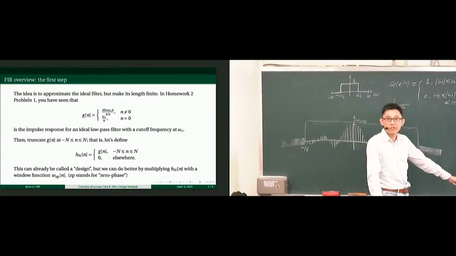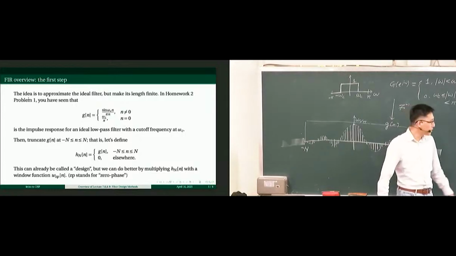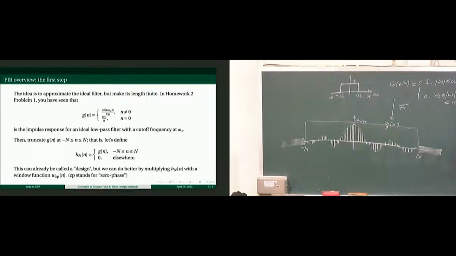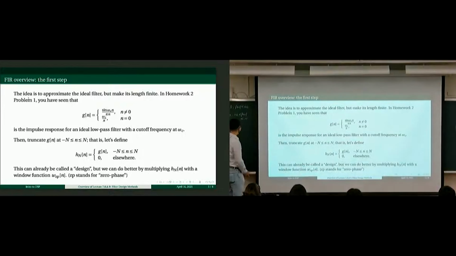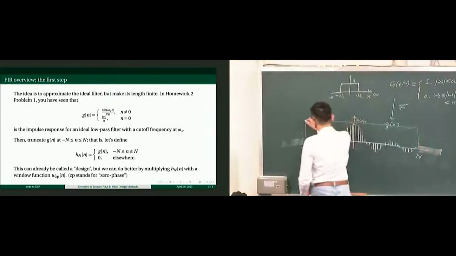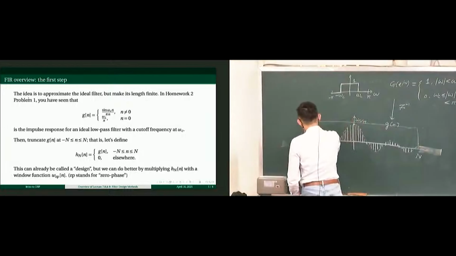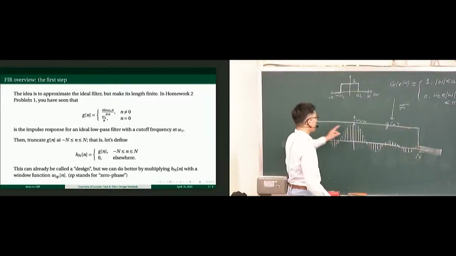So that's why we need to spend maybe at least 2 or 3 weeks talking about how to get better from here. This is already a design, but we can do better by shaping the result. The idea is, how about we multiply this middle part with a window function.